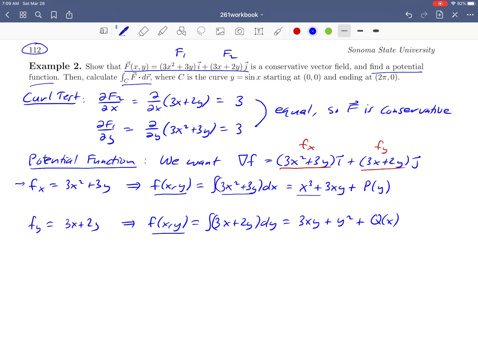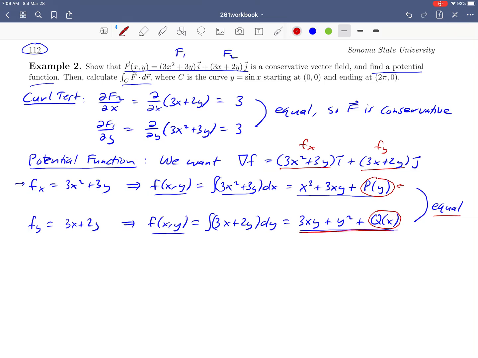Okay, and here's the thing that's interesting about these calculations. Notice that f of xy is equal to two different things, both of these expressions. And so since both of those are equal to f of xy, these have to be equal to each other. Can't be any other way. And so to get our final potential function, what we need to ask ourselves is, what would these constants on the end have to be equal to in order that these two formulas match each other?